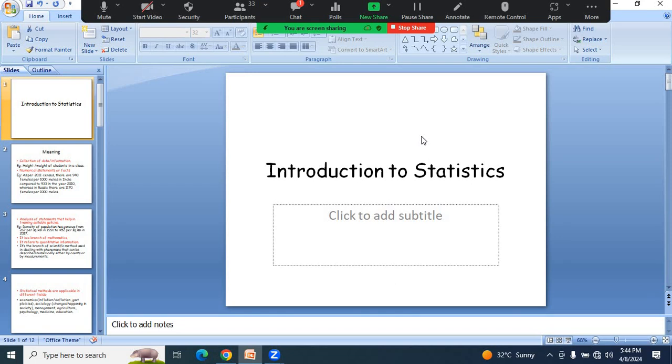Statistics is the study of gathering data, manipulating or analyzing the data. Very nice, very nice. What else? Very good answer. Anyone else?